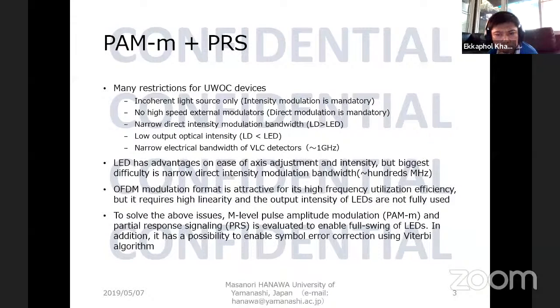And this type of PAM4 PRS or PAM8 PRS can have some error correction ability at the receiver side. Maybe you don't understand why this modulation format has error correction ability. So I will explain.